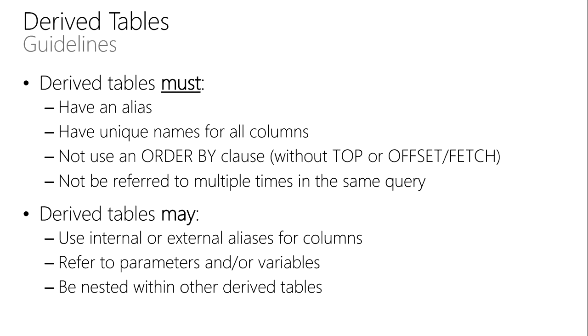There are some additional things you might want to think about, though. They can use internal or external aliases for columns, and we'll talk about the difference between those two on the next slide. And they can refer to parameters and variables. So if you have declared variables, you can use references to those variables within the query. So your derived query could in fact reference a table variable and then query that.